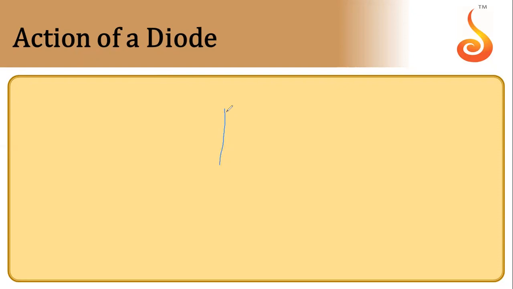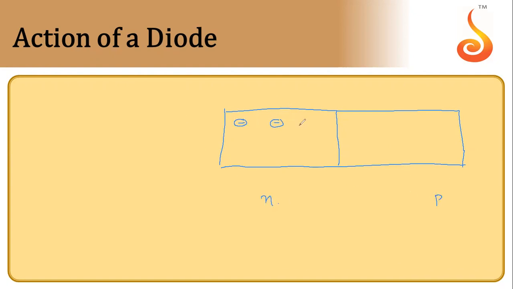Now I'll draw a bigger diagram. In n-type semiconductor, majority is electron. So this is n-type semiconductor and this is p-type semiconductor. In the n-type, I am going to draw a large number of electrons. Minority charge carriers here will be holes, so I am going to draw some amount of holes. In p-type semiconductor, a large number of holes will be there, which are majority charge carriers, and in p-type some electrons will also be there.